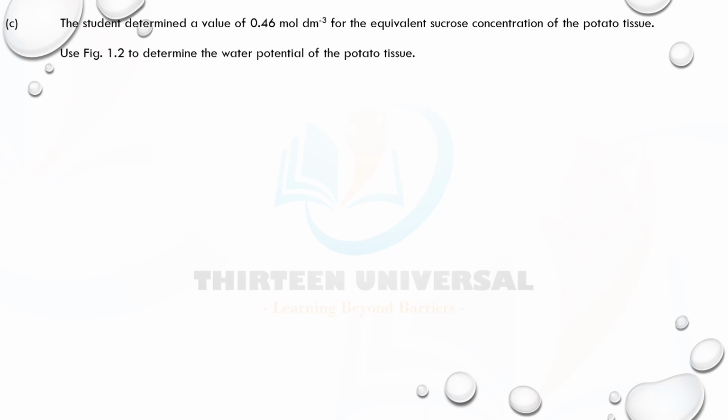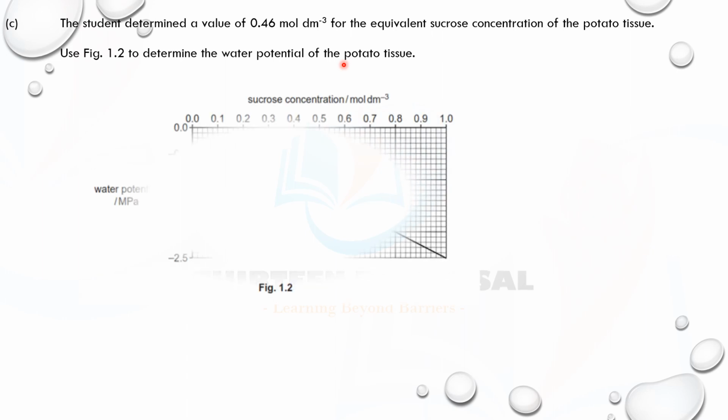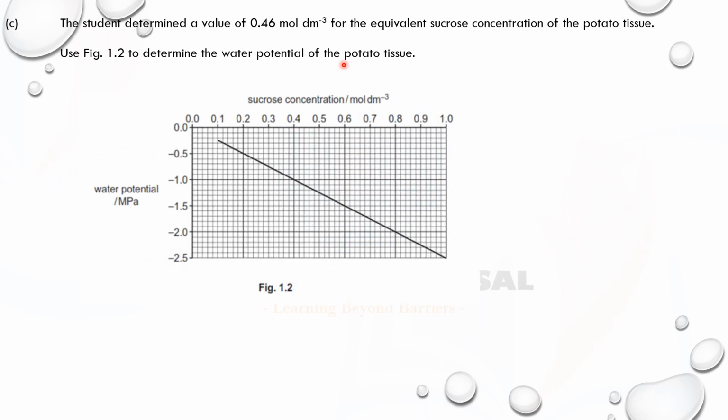That's 6 marks, guys. The student determined a value of 0.46 mole per dm cube for the equivalent sucrose concentration of the potato tissue. Use Fig 1.2 to determine the water potential of the potato tissue. That's it. So guys, you know how we do it.